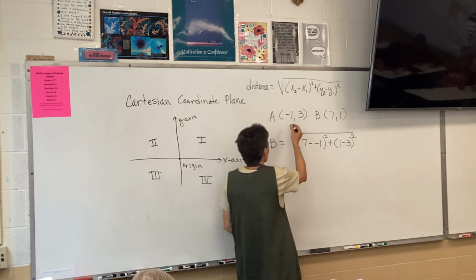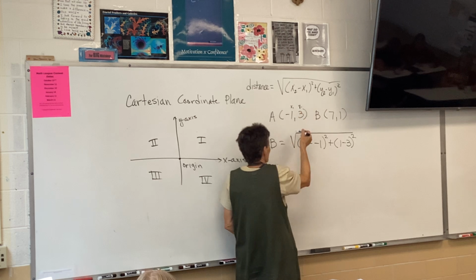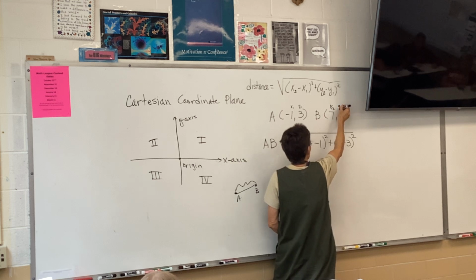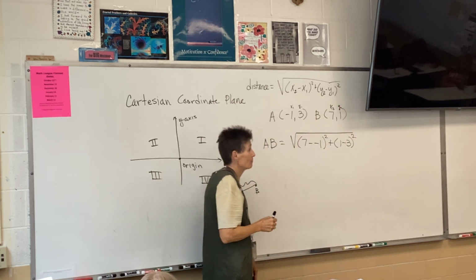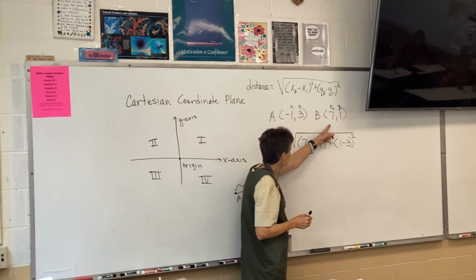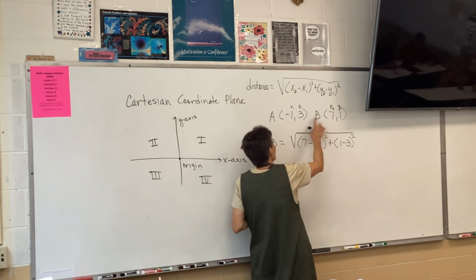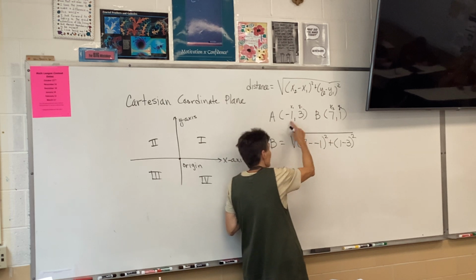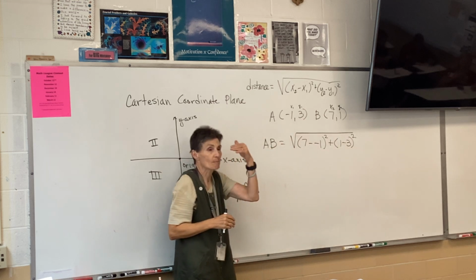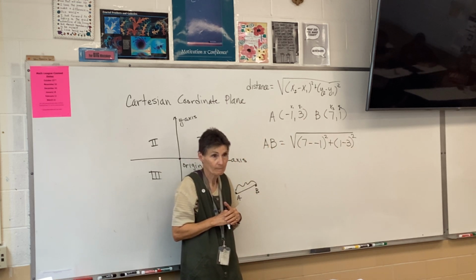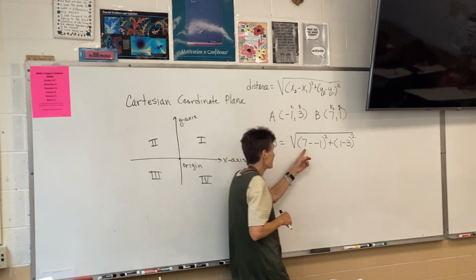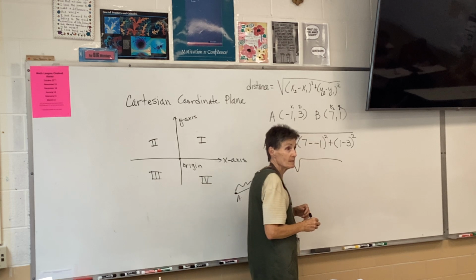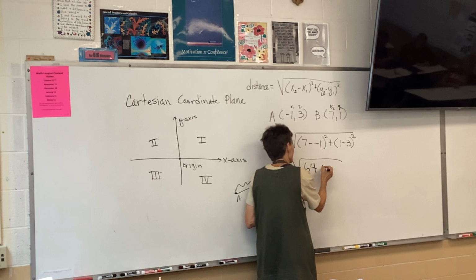So, I counted this as x1, y1. Remember, a point is an x and a y. And this as x2, y2. Doesn't matter. And then I subtract my x's. Now, I did 7 minus negative 1. Since you're squaring, you can do -1 minus 7. It doesn't matter. Subtract your x's. Square it. So what is 7 minus -1? 8. And 8 squared is 64.